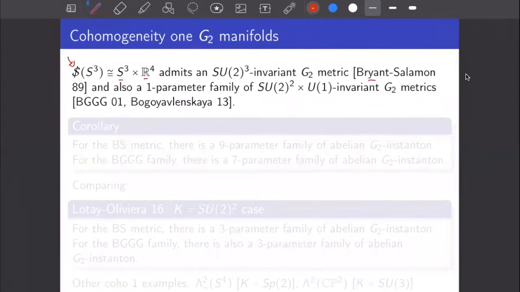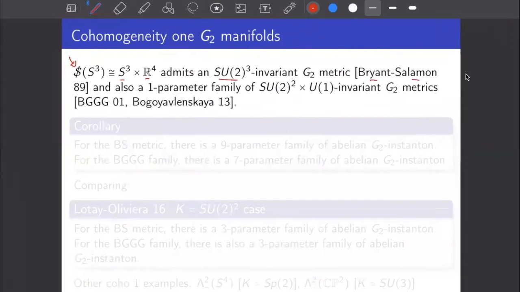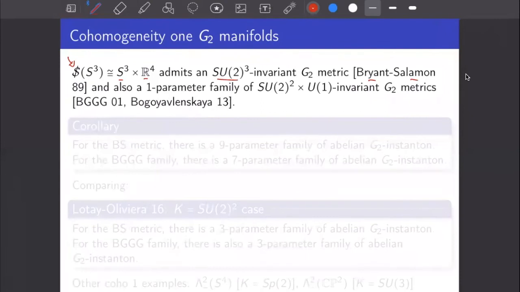This was shown in the work of Bryant and Salamon. So they showed that this manifold admits an SU(2)^3 invariant G2 metric. And later on, it was shown by the work of Brandhuber, Gomis, Gubser, and Gukov that in fact the Bryant-Salamon metric belongs to a one-parameter family of SU(2)^2 times U(1) invariant metrics, so they have less symmetry. And this was rigorously proven by the work of Bogoyavlenskaya.